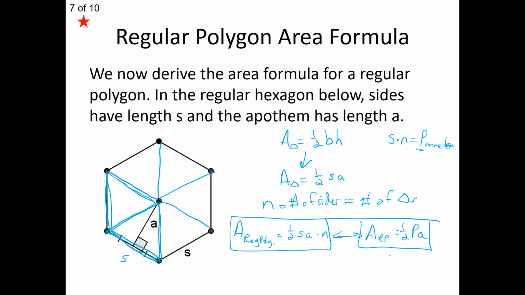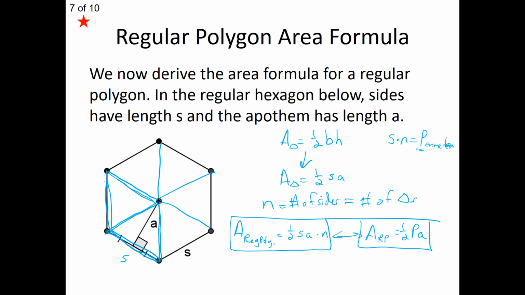However, typical textbooks will show the 1/2 perimeter times apothem because it's in a more, I guess, simplified form. However, I prefer using the first one because it shows us, hey, it's based on our area formula of a triangle, and then n represents the number of sides. So simply find the area of a triangle, multiply that by n, and you've got yourself the area of your regular polygon.